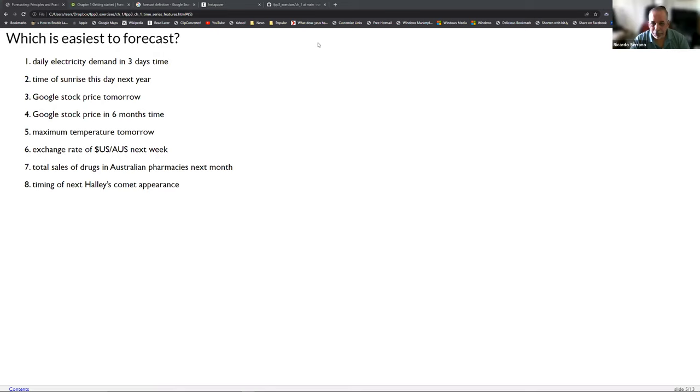Correct. And the same applies to exchange rates. Our estimates for Google stock price tomorrow are probably going to be better than our estimates of the exchange rate in a week. And then seven and four, again, are very complicated systems. I have no idea about demand for drugs in Australia, so that's why it was one of my last ones. But I imagine it's a seasonal thing. It also depends on other factors, but it's still a complex system.